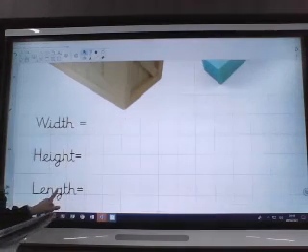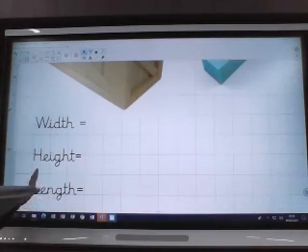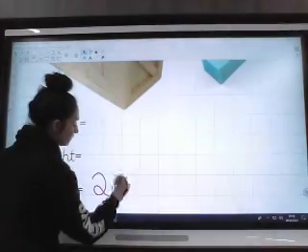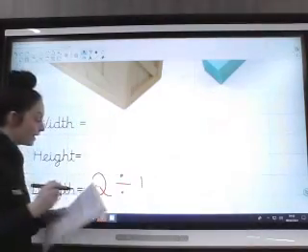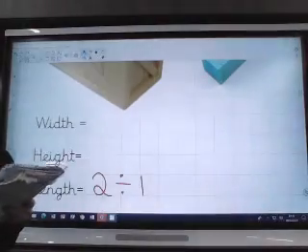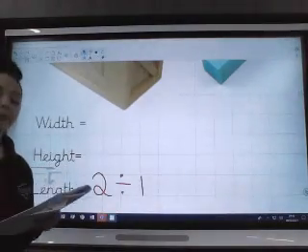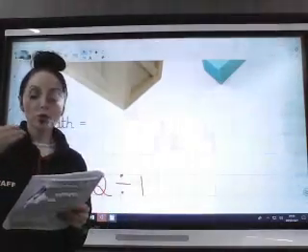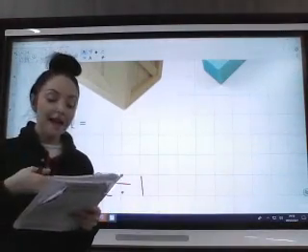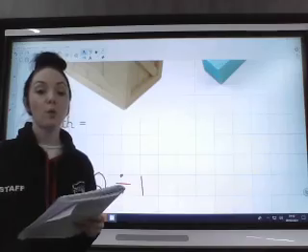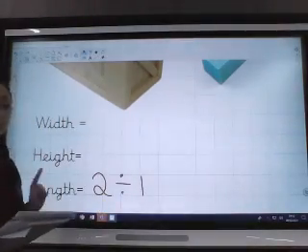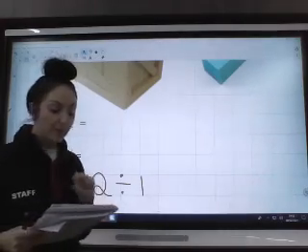Okay, so to work out the length down here, we need to do 2 divided by 1. If you do 2 divided by 1, that will tell you how many blocks he can fit along the length. Because remember, the box was 2 metres long and the cuboid-shaped sponge blocks were 1 metre long. So if you do 2 divided by 1, that will give you how many he can fit along the length.